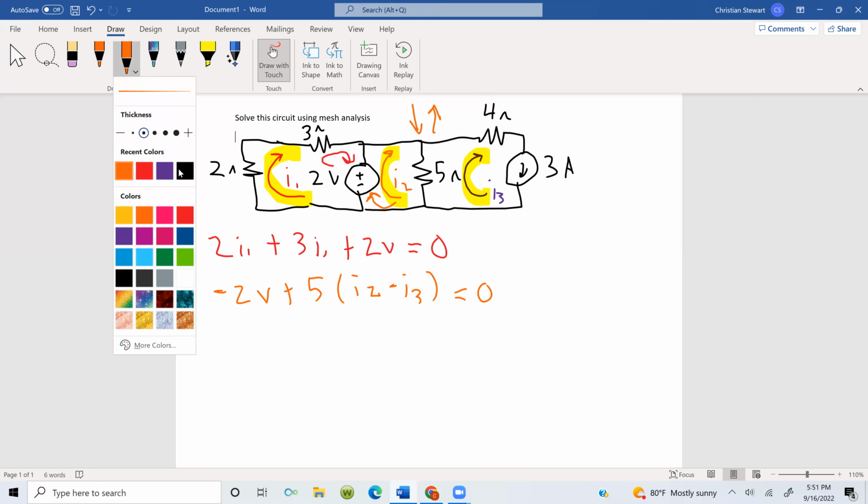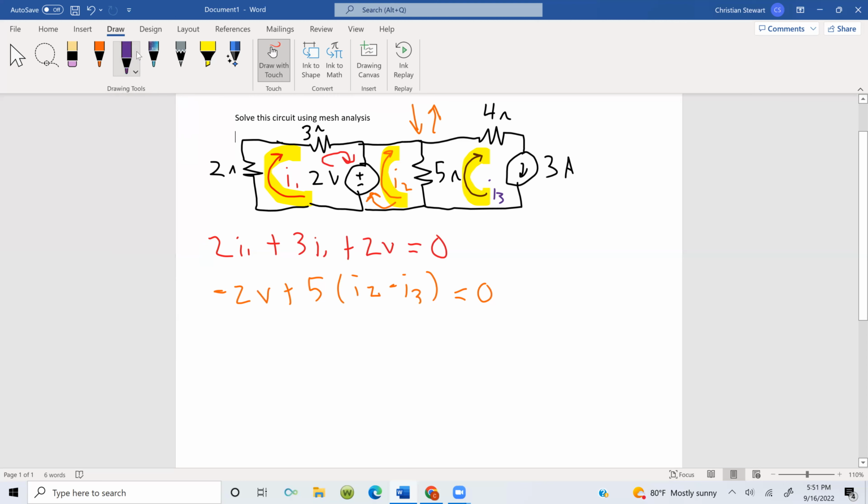And then for the last equation, I3, if you look in this loop right here, we go through a 5 ohm resistor, a 4 ohm, but then right here's a 3 amp current source, which is in the same direction as I3. And since it's not sharing any other loop, we know that I3 should be equal to 3 amps.